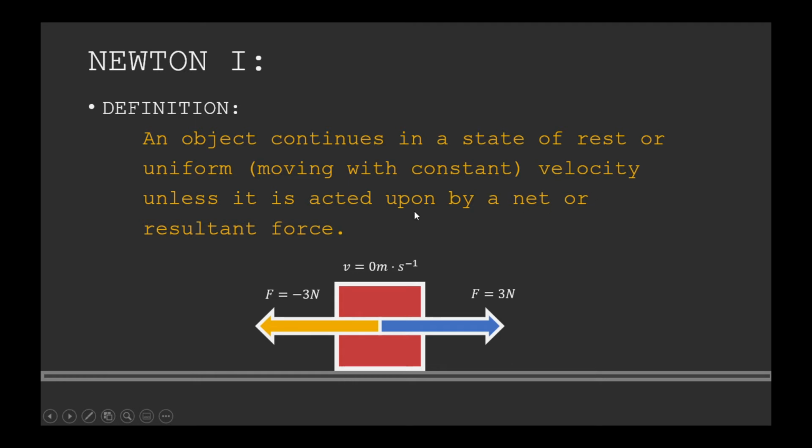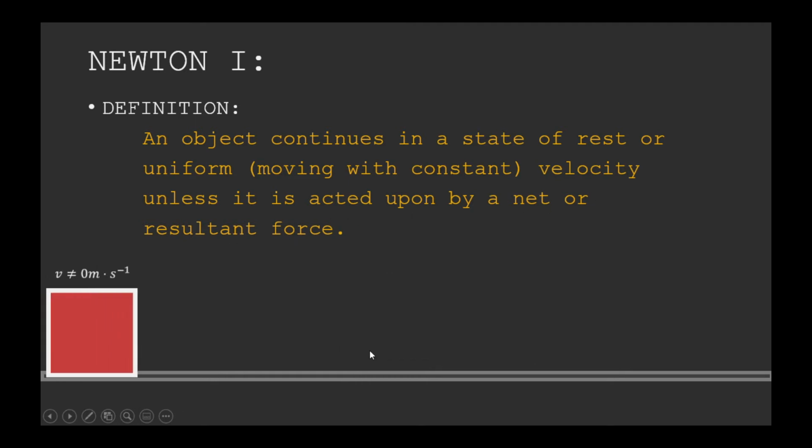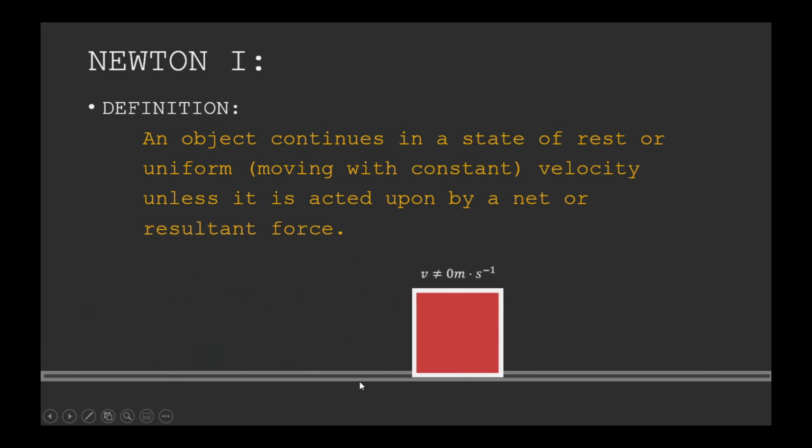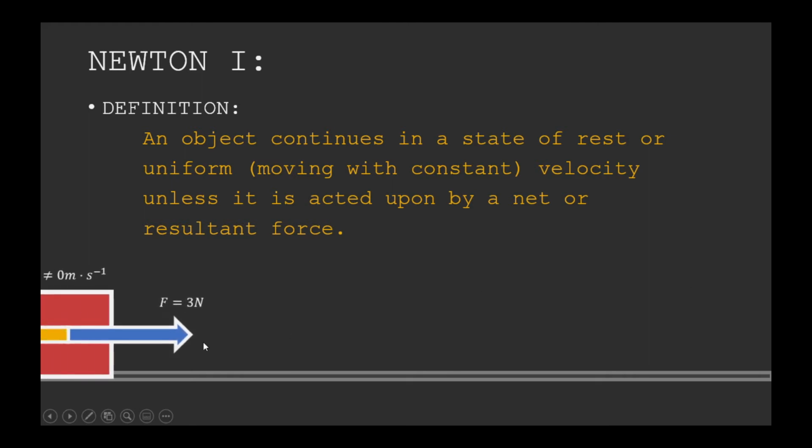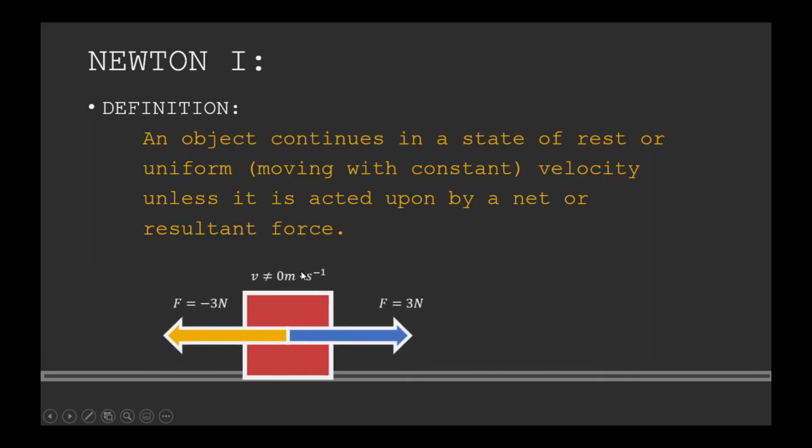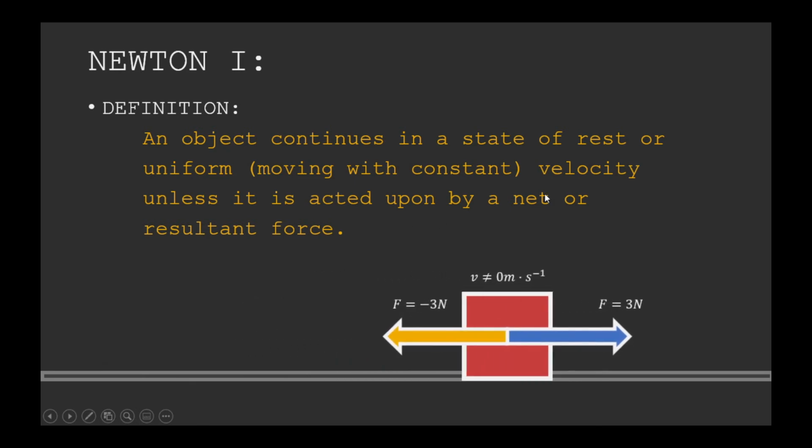force. We could also look at an object moving at a constant velocity, no forces acting on it, it continues moving at its constant velocity. Or, if we have another that has forces acting, but they're equal in opposite directions, that means there is still no net or resultant force, and it moves at a constant velocity.